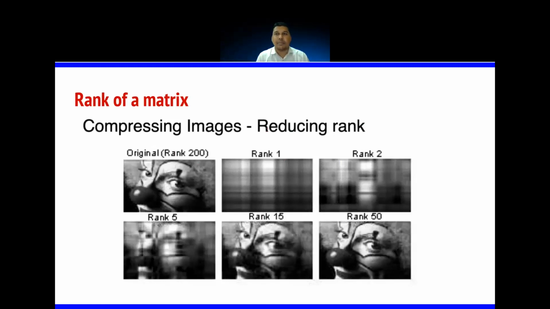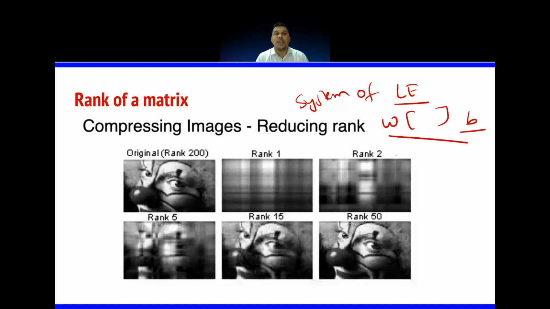Determinant, rank, dependency, independency, everything can be known when you know how to solve a system of linear equations. System of linear equations: how do we solve this? Why do we need to solve it? If I can solve it, I can find the value of the W vector and the value of B. When I can find these values, I can form a regression model which can be helpful for me in prediction.